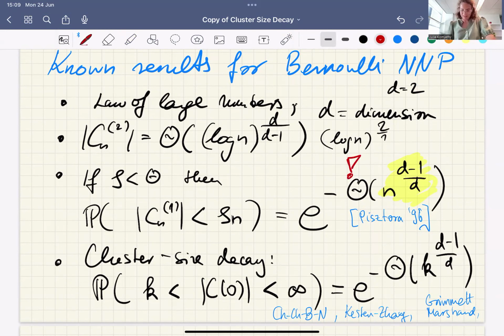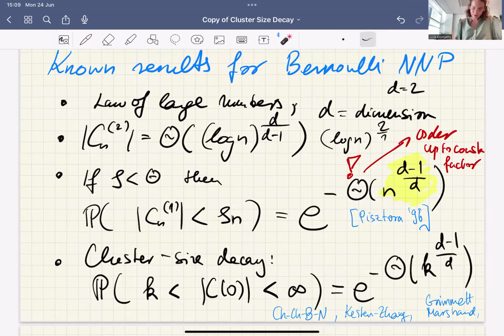This theta is not the limiting density. This is just that it's that order, up to constant factor. So it's a little bit of a clash of notation here.